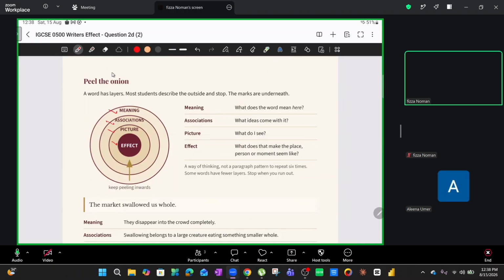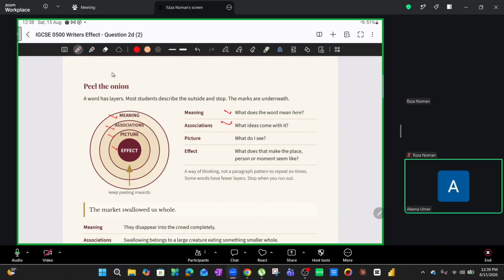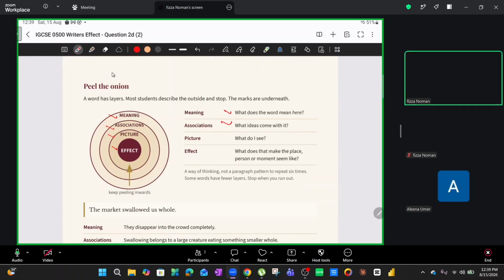So how do we go about this? Meaning is simple. What does the word mean here? Connotation meaning, context meaning. What ideas come with it? What exactly can you associate with this word? Like I said, Claude से मुझे animal याद आ गया, right? Instantly आपके mind में क्या picture बनती है? Instantly what are you able to associate a certain word with?